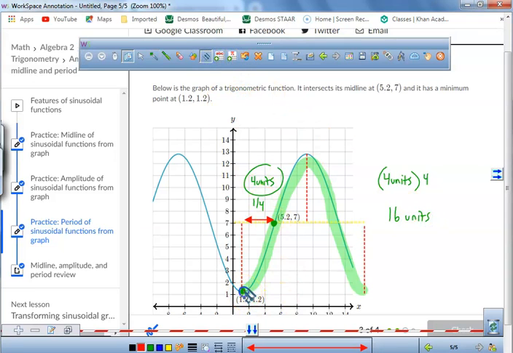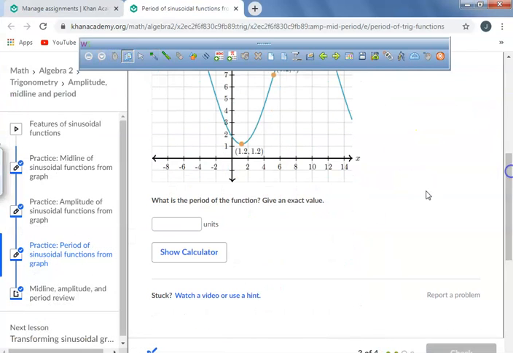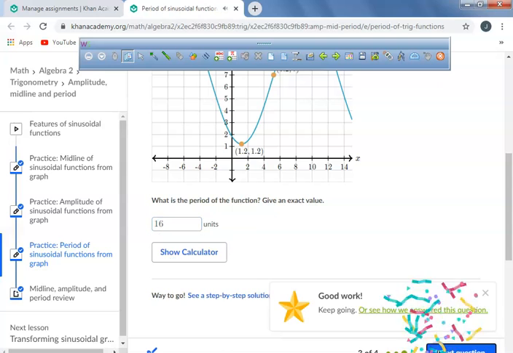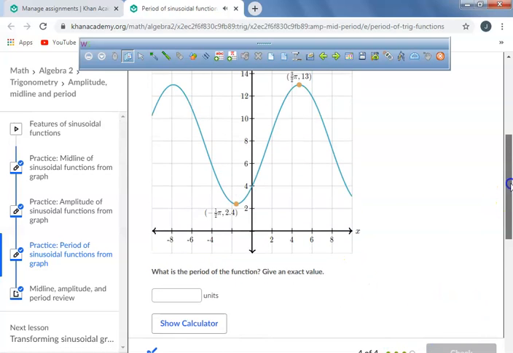So what does that mean? That means from here to here, that gap is 16 units. So now all I'm going to do is type in 16. All right, let's go on to the next one.